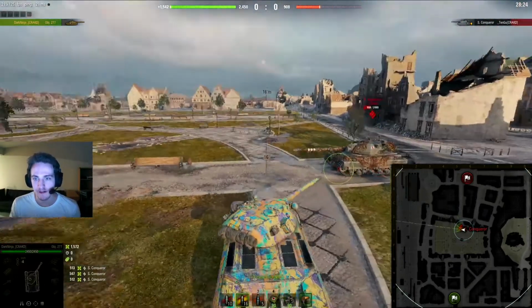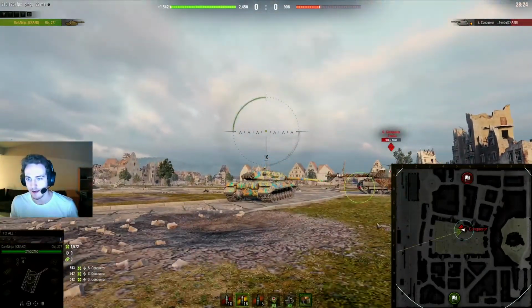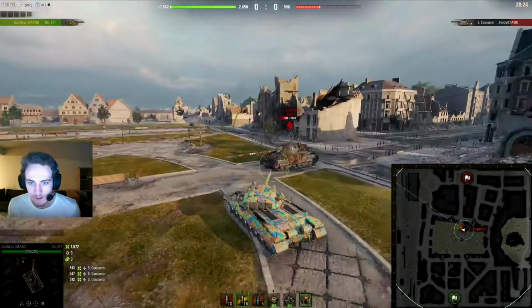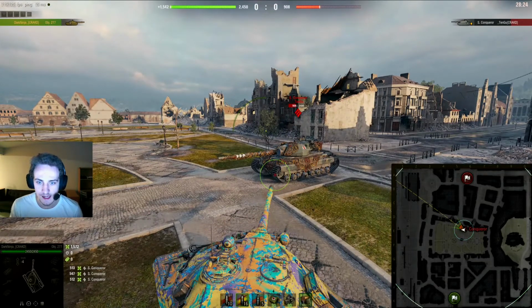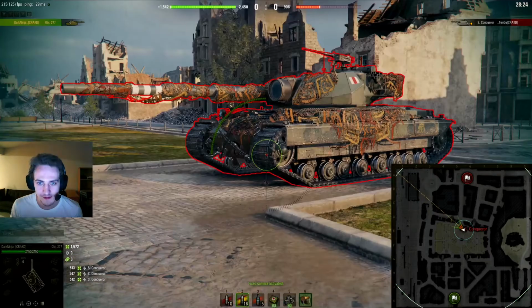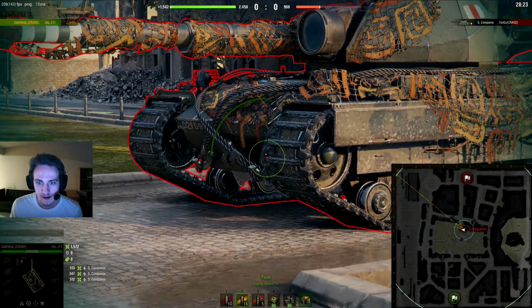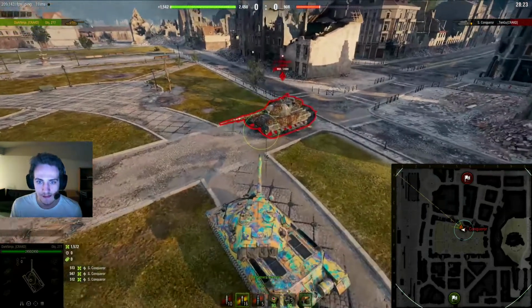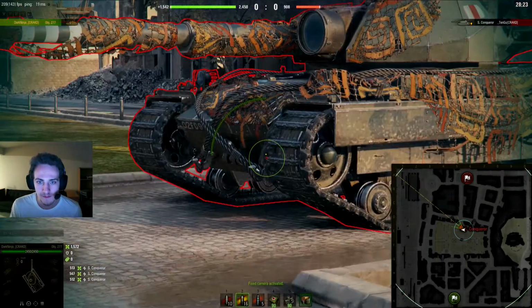Of course, if I was directly on the side of this S-Conch, like right here, from this angle, I would be able to pen his track with heat as well. But really when it comes to penning tracks with heat and dealing damage at the same time, it really just all depends on the angle. And the thing that really matters is the thickness between the track and the hull.